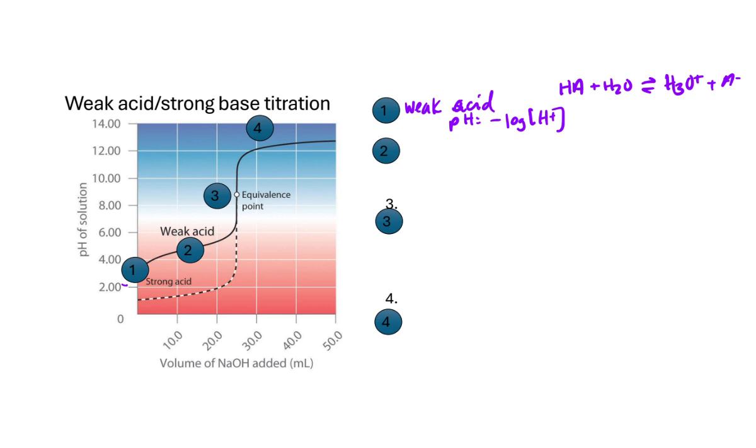At point 2, we've now added some amount of strong base, so we've added some OH-. What we've effectively done is react our weak acid with OH-. This reaction occurs to completion, and we form A- and H2O.